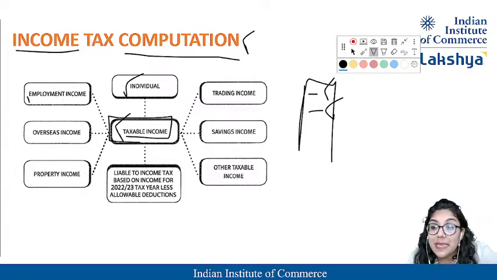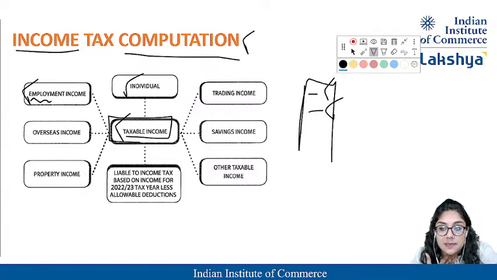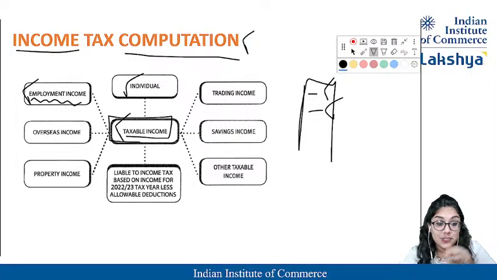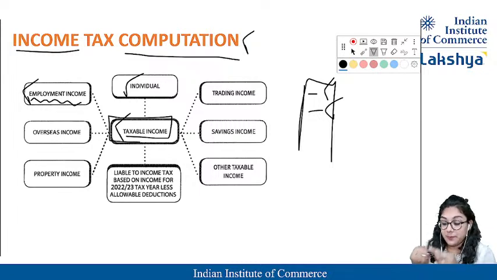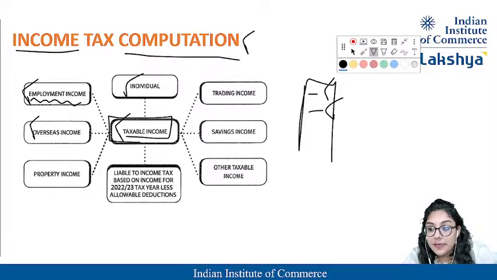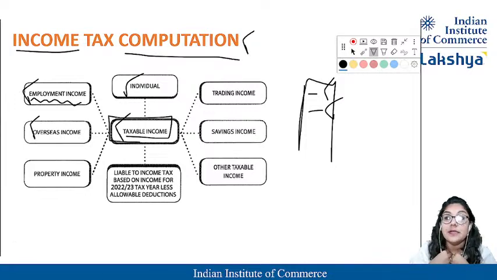So what are those? It could be employment income. Students, if I'm doing any job somewhere, where I may get salary, bonus, any perquisites, entitlements, compensation, gratuity, and post-retirement benefits, everything is added in employment income. Then it could be overseas income, like if I am earning from somewhere outside my country, that is my overseas income. Even that needs to be taxed, because if I earn, I obviously need to give some portion of my earnings to the government in the form of tax.